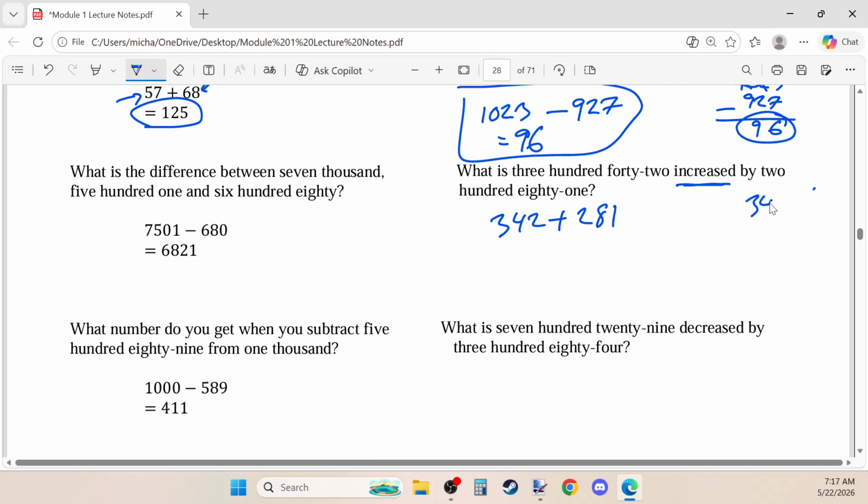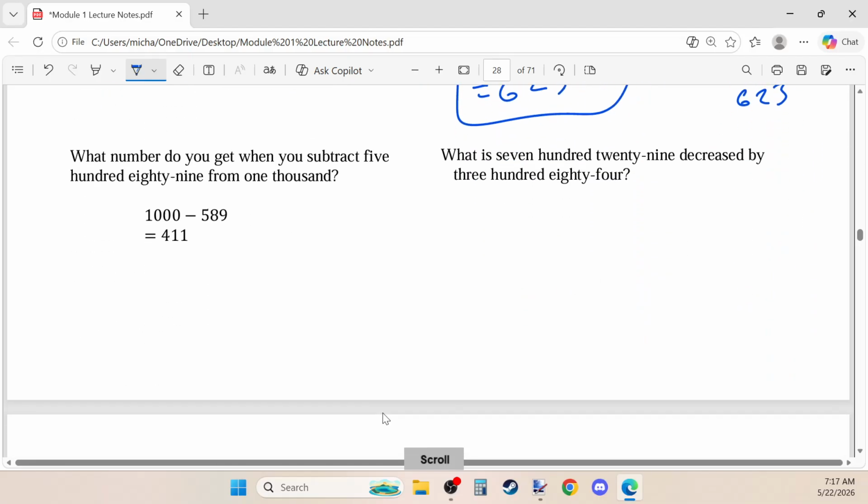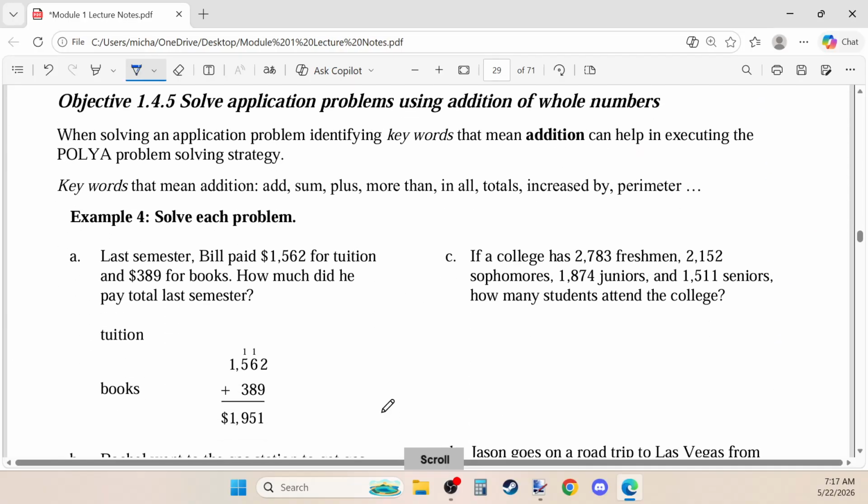If we want to write this vertically, we can. 3, 2, 6. 623 is our answer. I'll let you do the last one yourself.